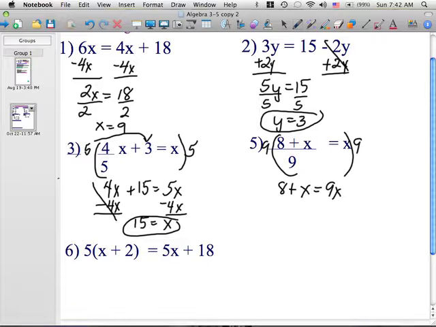So the 9x is by itself. So we're going to subtract x from both sides to get the x's on one side. And we get 8 equals 8x. Divide by 8, and x equals 1.